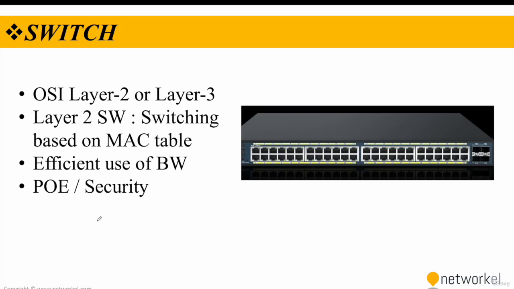A network switch uses MAC addresses to process and forward data at the data link layer, which is layer 2 of the OSI model. Some switches can also process data at the network layer, which is layer 3 of the OSI model, and those switches are known as multi-layer switches, and they are capable of routing as well.